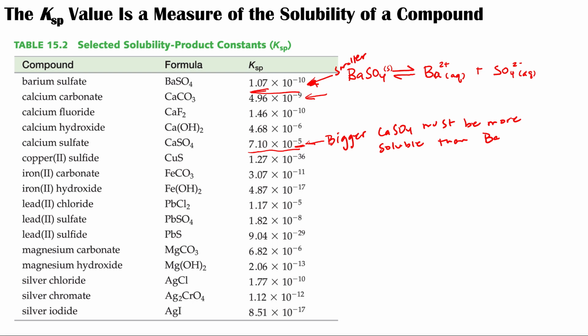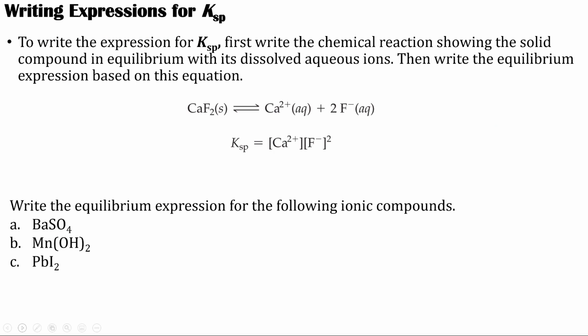All right, so we're going to write some Ksp expressions, and you're going to have to know your charges, especially for your main group metals. So if this is our salt, calcium fluoride will break apart into calcium ions with a 2+ charge and 2 fluoride ions, because there's 2 of them for every 1 calcium. And so our Ksp expression would look like that.